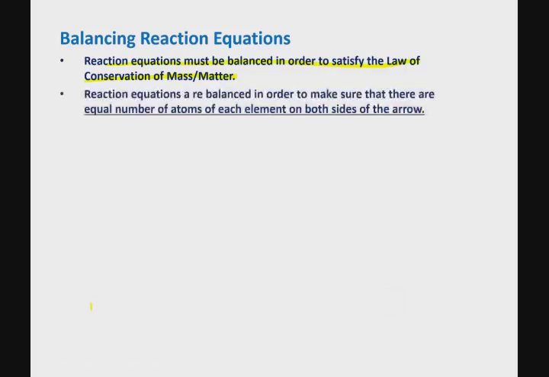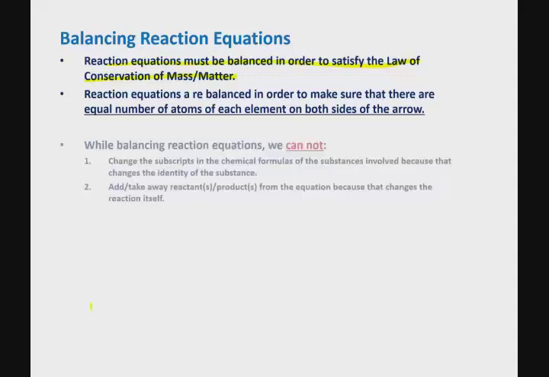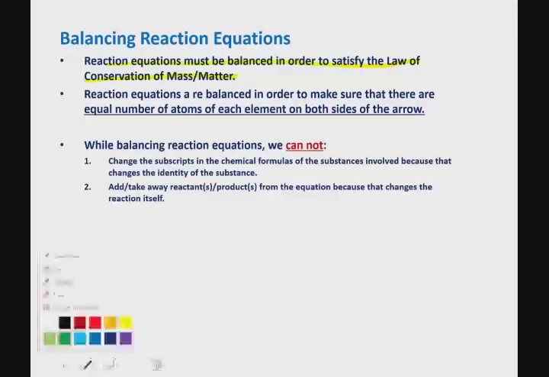So basically what we are doing when we are balancing reaction equations is making sure that the number of atoms of each element on the reactant side and the product side are equal. We are accounting to make sure that we are not just losing atoms or gaining atoms, and keeping track of that. When you are balancing reaction equations, there are a few things that you cannot do, and this is extremely important to keep in mind.